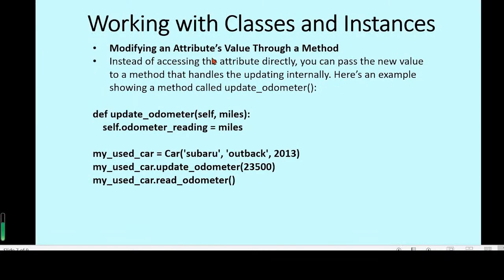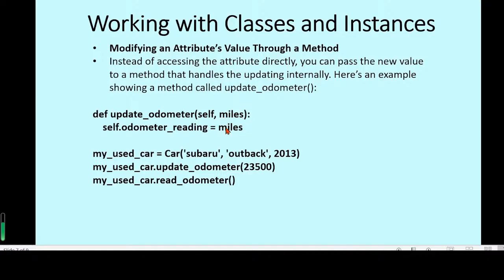You can also modify an attribute value through a method. Instead of accessing the attribute directly, you can pass the new value to a method that handles the updating internally. Here is an example showing a method called update odometer. So we can write a method called update odometer with 2 parameters. First is self for this car, then the miles. So next, in the function definition of update odometer, you can write self dot odometer reading, where self is this car and odometer reading is this attribute, then equals the miles we pass to this function, the new value.